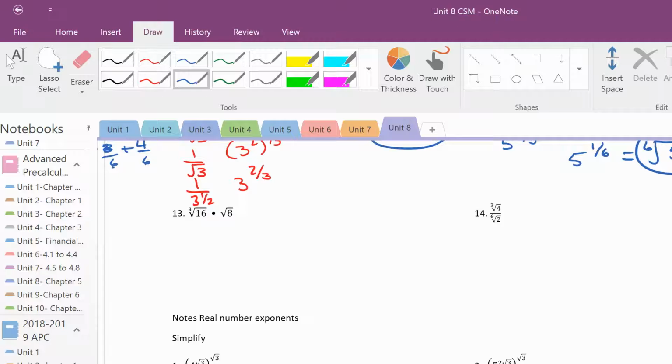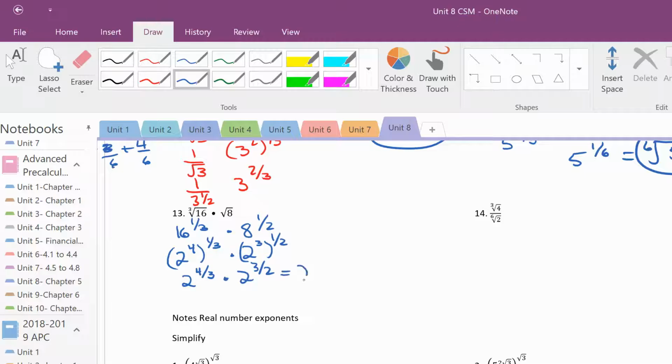So let's try it again. So 16 to the 1/3. So for 16 and 8, the common base would be 2. So this is 2 to the 4th to the 1/3. So that means it's 2 to the 4/3. 8 to the 1/2. Well, 8 as a power of 2 is 2 to the 3rd. And then when you multiply, it gives you 2 to the 3/2.